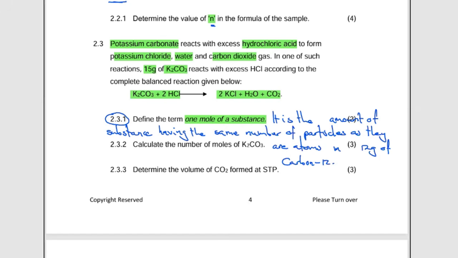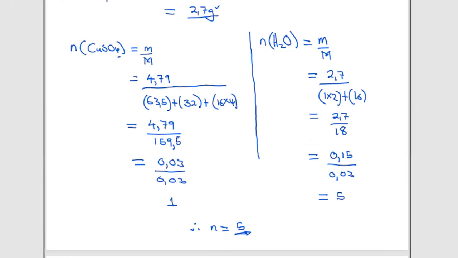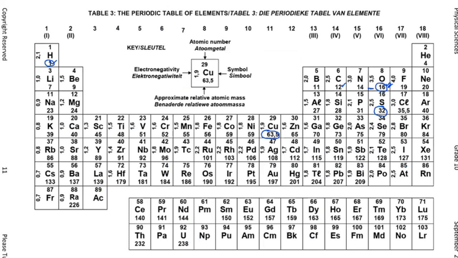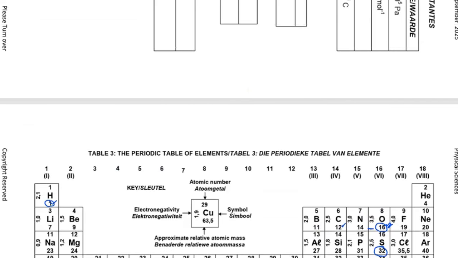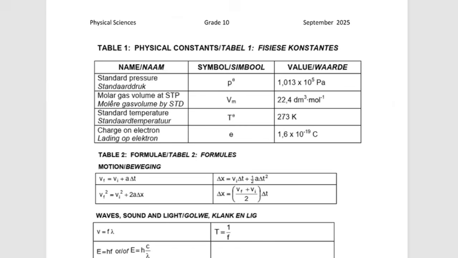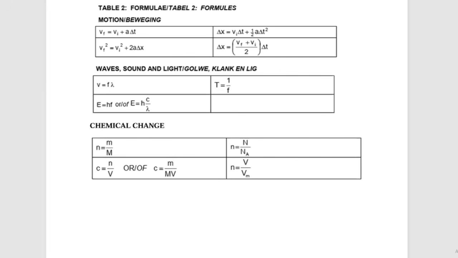Then to proceed to the next question, it reads here, calculate the number of moles of K2CO3, right? How to calculate the number of moles? Just to refer to your data sheet real quick. Right, so we're looking at the formula for the number of moles. The formula is the number of moles is equivalent to m over M.